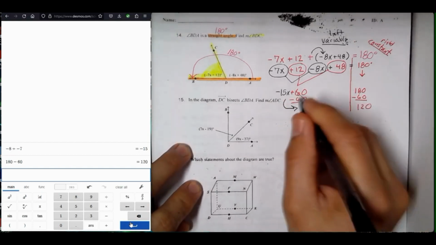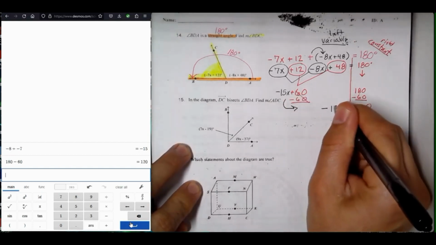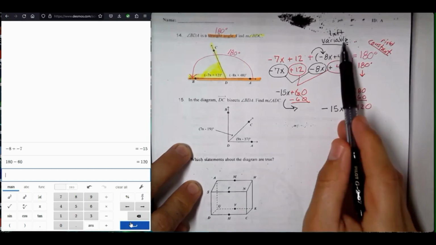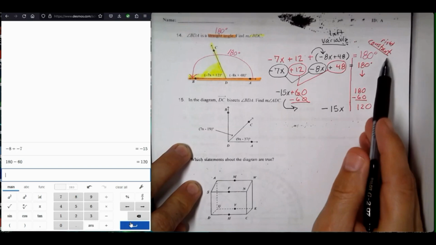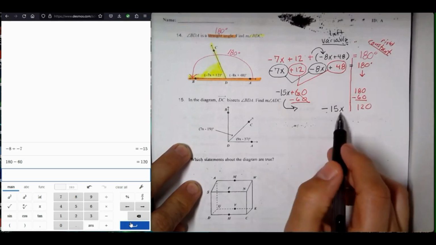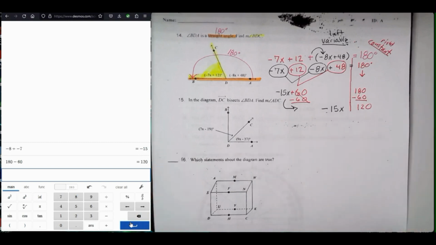And I'm going to bring my variable over. The only thing I got left on the left side of the screen is the negative 15x, which is what we wanted. We want the variables on one side and all constant values combined and put on the right side. So we have negative 15x on the left and we have 120 on the right.